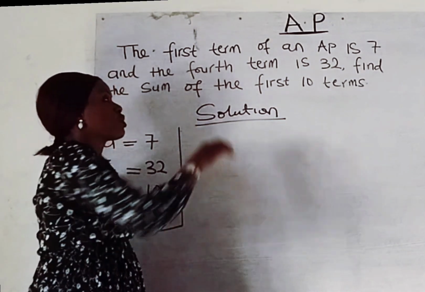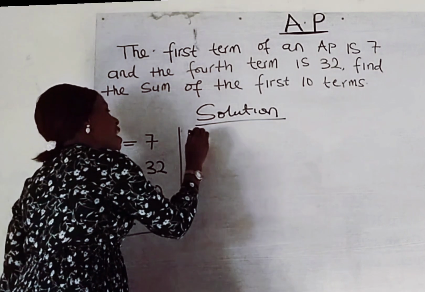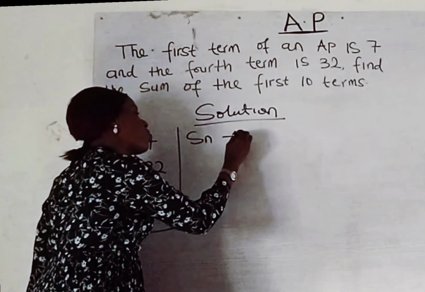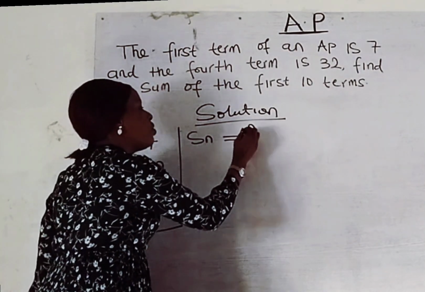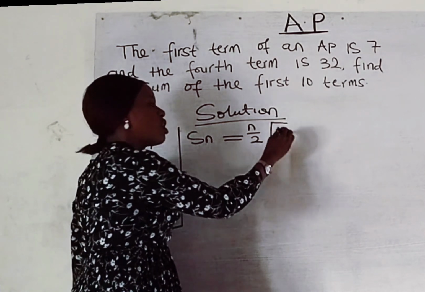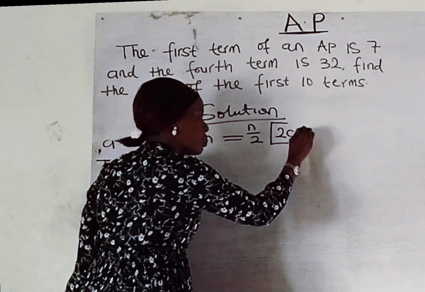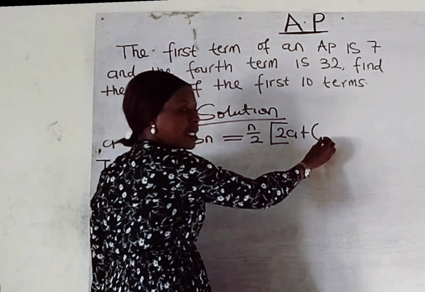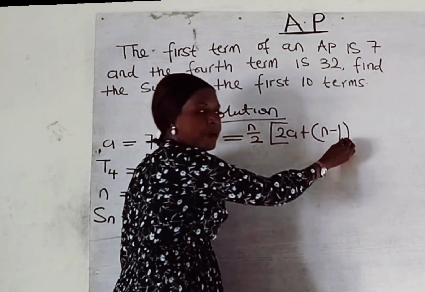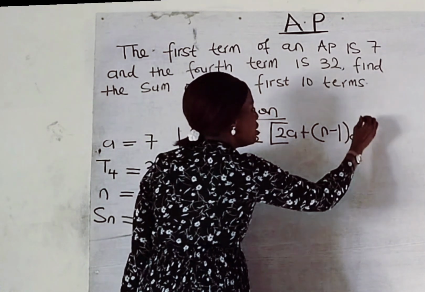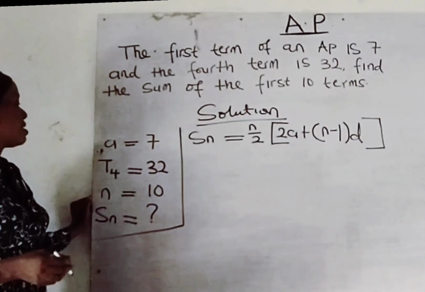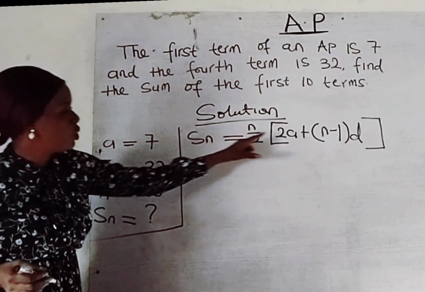I write out the formula for solving sum on AP, which is Sn, denoting sum, is equal to n over 2, open big bracket, 2a plus, open small bracket, n minus 1, close small bracket, d, close the big bracket. I want to substitute these values into this formula.